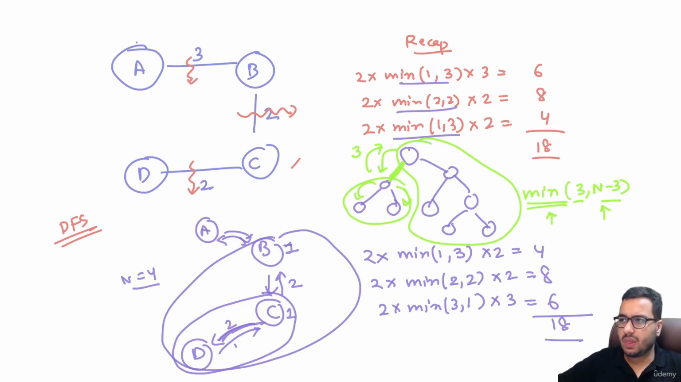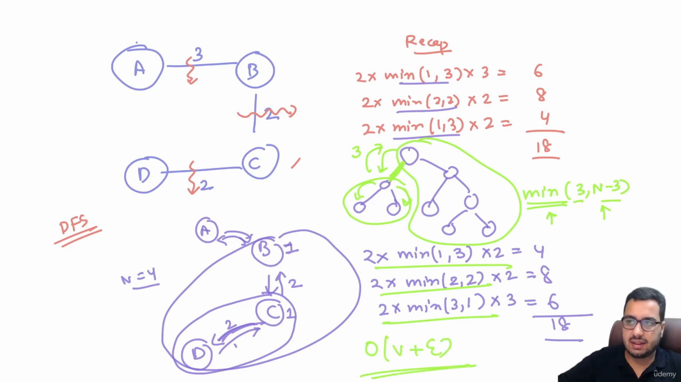So I hope now you understood. What we have to do is just a DFS in a single pass, and while doing DFS we have to keep track of these values, and this will take overall complexity of order of b plus c, that is linear in time.